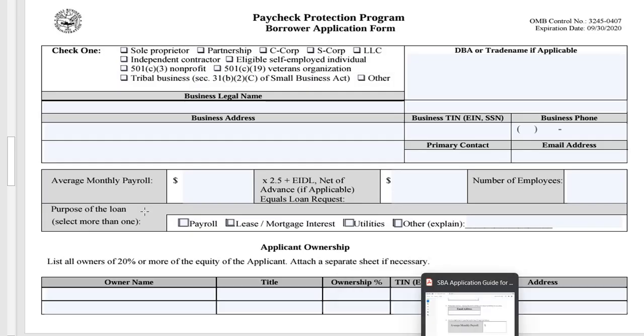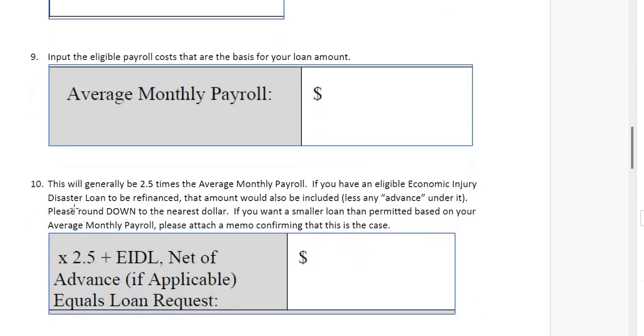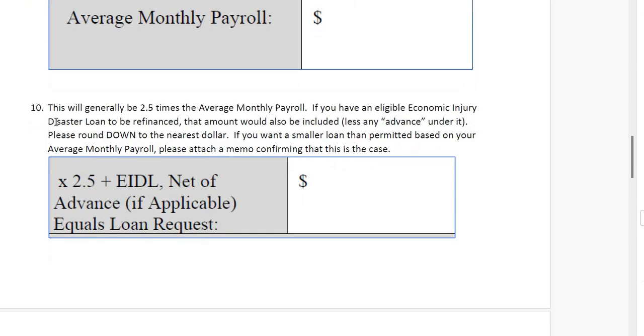And going back to the instructions, number 10, this will generally be 2.5 times the average monthly payroll. If you have an eligible economic injury disaster loan to be refinanced, that amount would also be included, less the advance under it. Please round down to the nearest dollar. If you want a smaller loan than permitted based on your average monthly payroll, please attach a memo confirming that this is the case. So here you simply multiply your average monthly payroll figure from box 9 times 2.5 to get your first draw max PPP loan amounts.